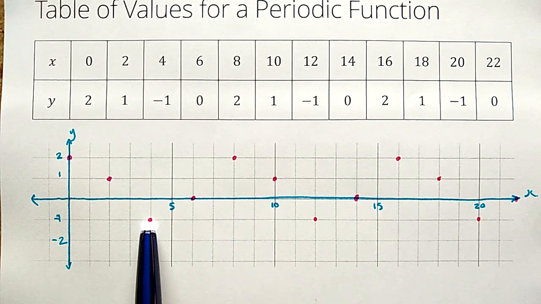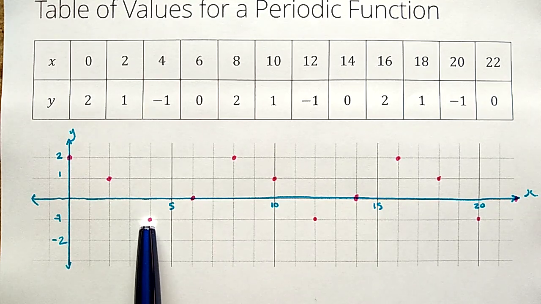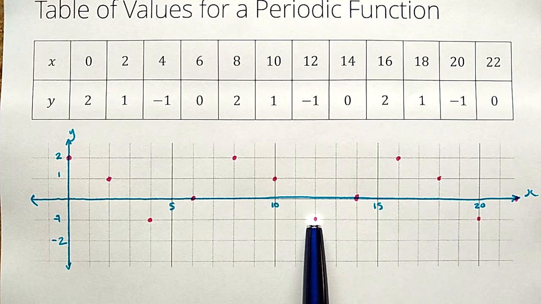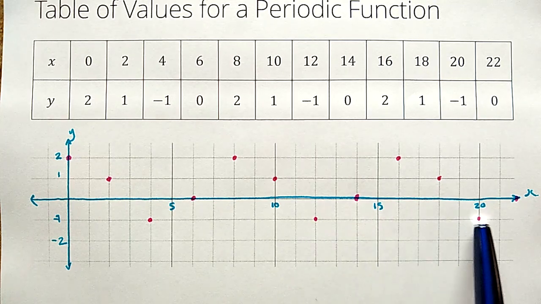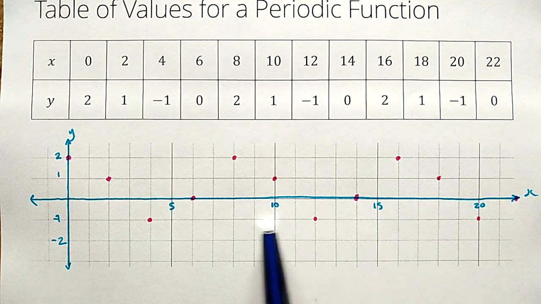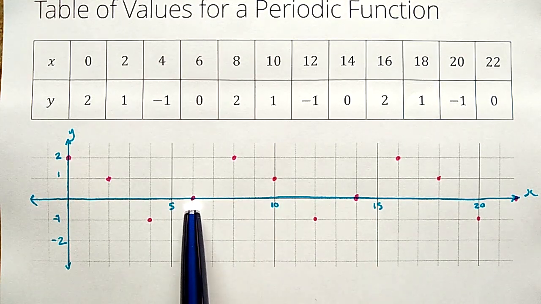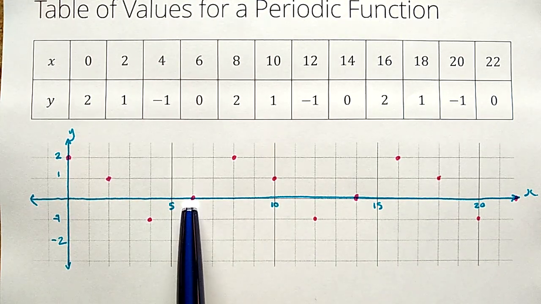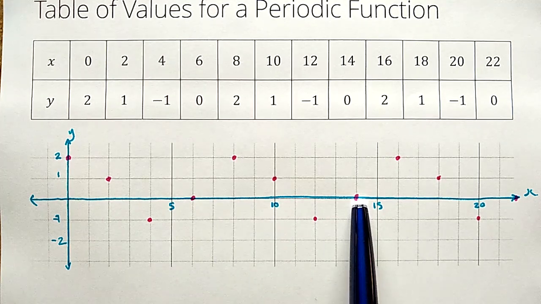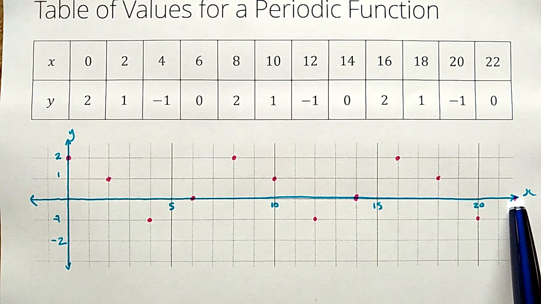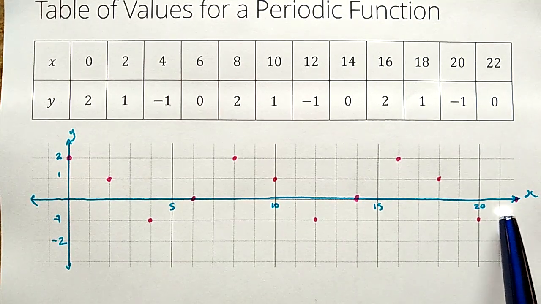Looking at the troughs, there's a 4. 8 more than that would be 12. There's another trough at 12. And 8 more would be 20. There's 20. So we're getting peaks and troughs at the right places. We can also check our x-intercepts. There's 6. 8 more than that would be 14. Cool. And after that we should get 22. And that's the one we had a trouble fitting onto our graph.